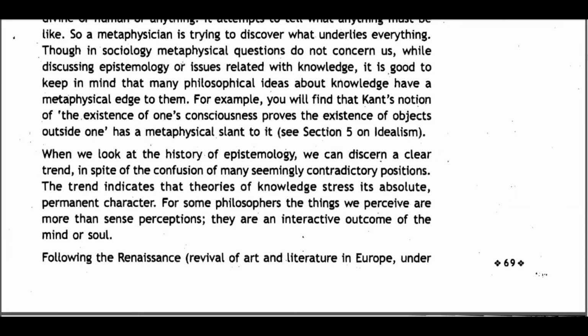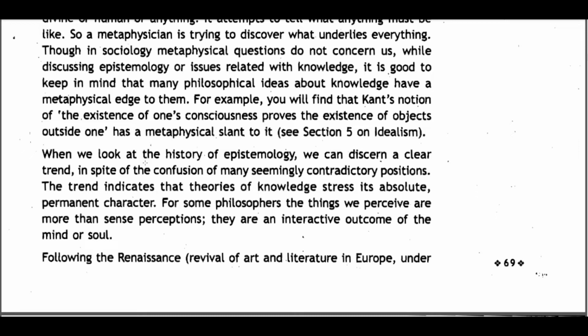Though in sociology metaphysical questions do not concern us, while discussing epistemology or issues related with knowledge, it is good to keep in mind that many philosophical ideas about knowledge have a metaphysical edge to them. For example, you will find that Kant's notion that the existence of one's consciousness proves the existence of objects outside one has a metaphysical slant to it.